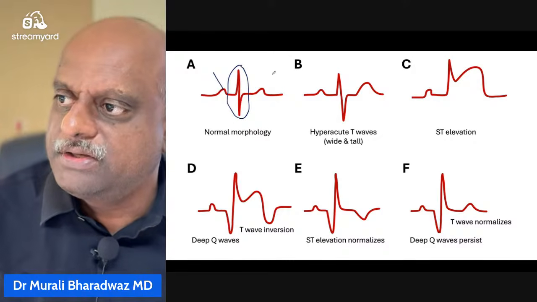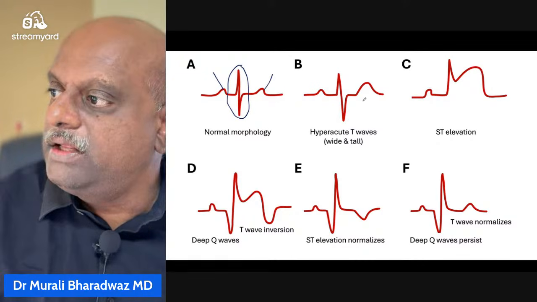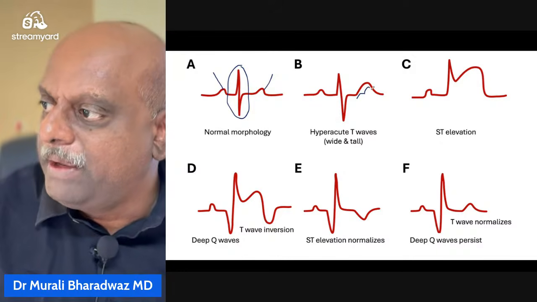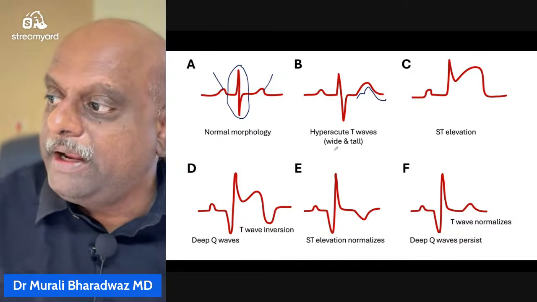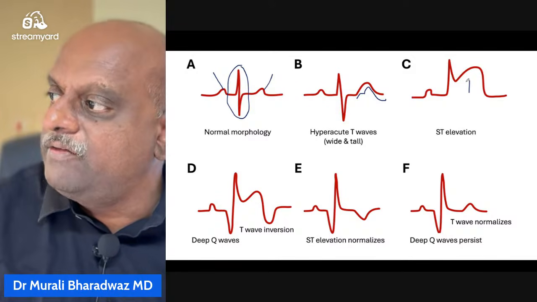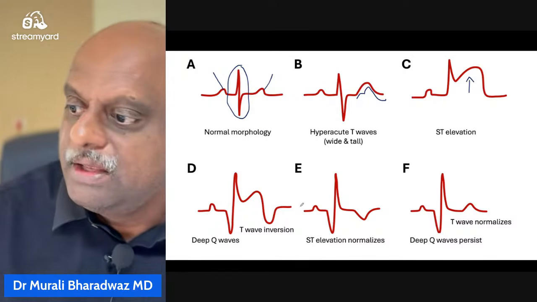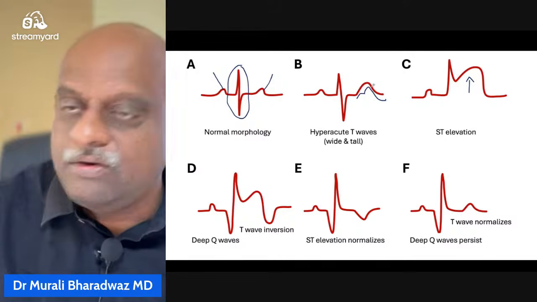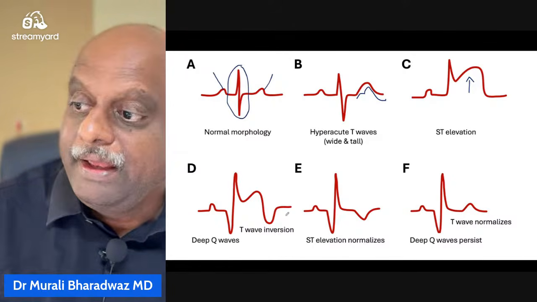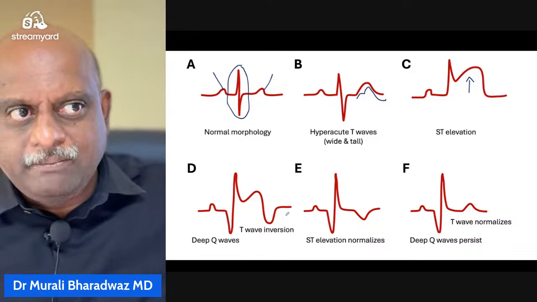QRS. This is the T wave. What is this called? This T wave becomes asymmetrically big in size. Hyperacute T wave is the earliest feature. Then there is ST elevation which will occur. After that, this T wave undergoes inversion over a period of time.